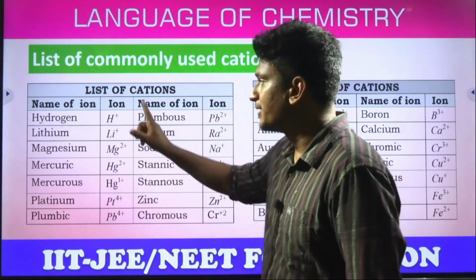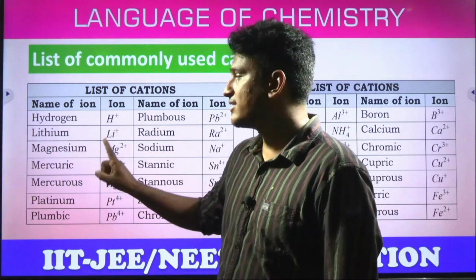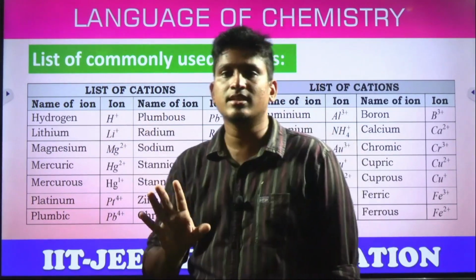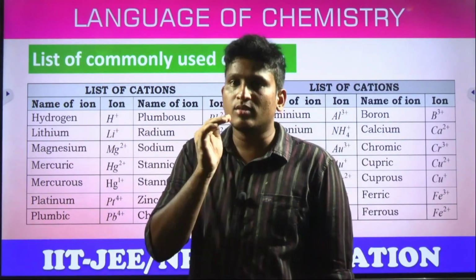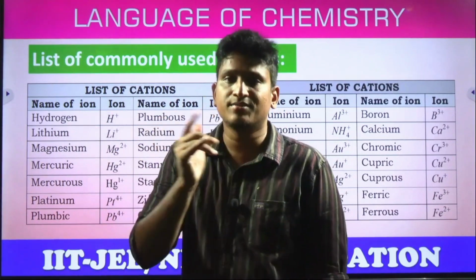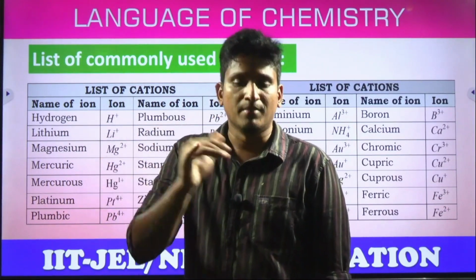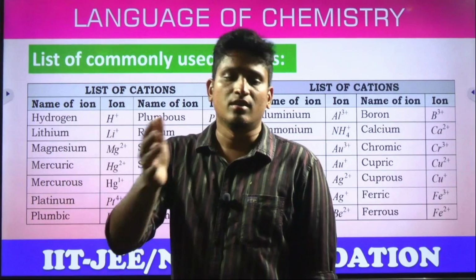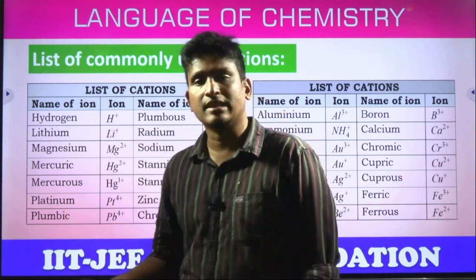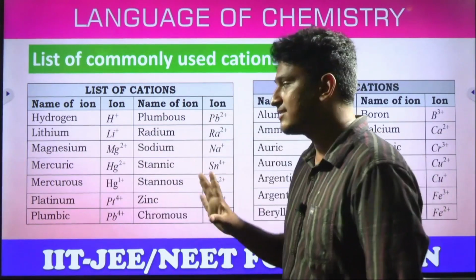You have to remember the name is common, but variable valency names you have to remember. When variable valency, how to remember? The lower valency OUS, higher valency IC. Ferrous, ferric, stannous, stannic, mercurous, mercuric. Yes or no? Cuprous, cupric, like that. You have to remember the names and their certain valencies.